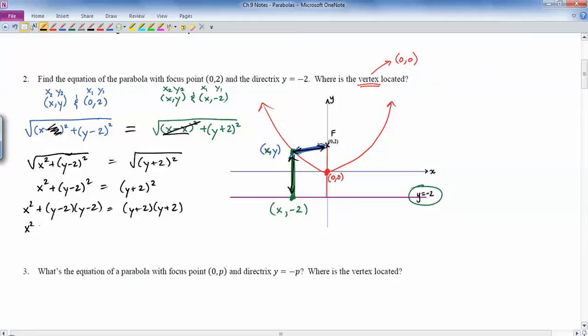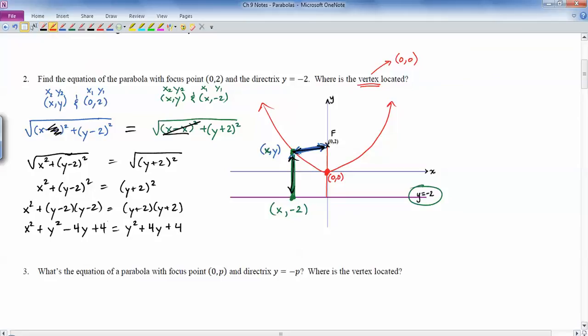So then when I FOIL out the y minus 2, y minus 2, you get a y squared, and then minus a 2y and minus another 2y, so minus 4y. And then negative 2 times negative 2 is plus 4. And then on this side we'll get a y squared plus 2y is plus 4y, and then plus 4.